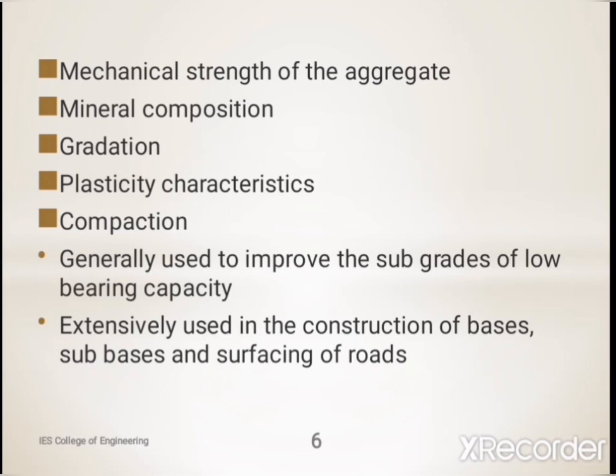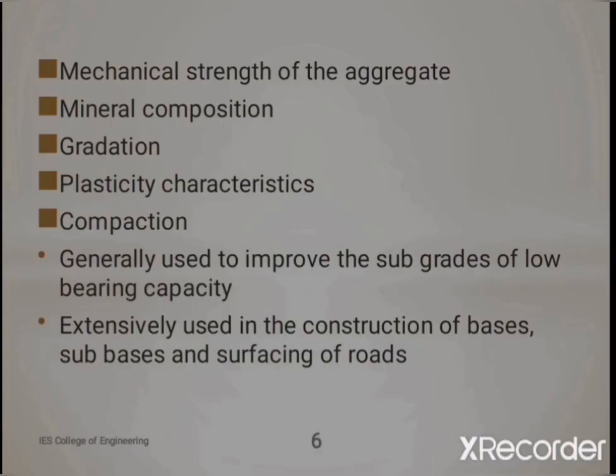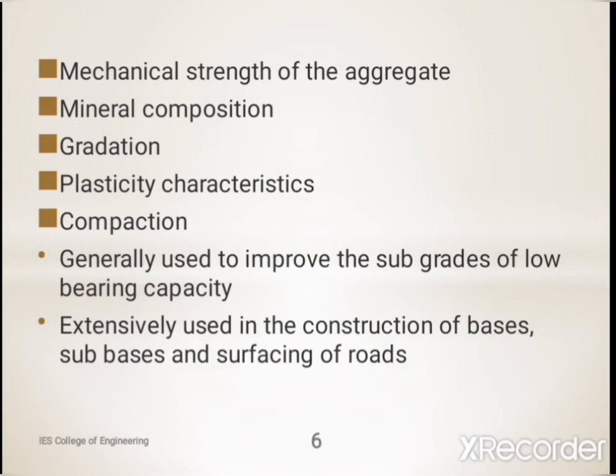Mechanical stabilization is the simplest method of soil stabilization. It is generally used to improve the subgrades of low bearing capacity. That means bearing capacity can be increased by mechanical stabilization. This method is extensively used in the construction of bases, sub-bases, and surfacing of roads.